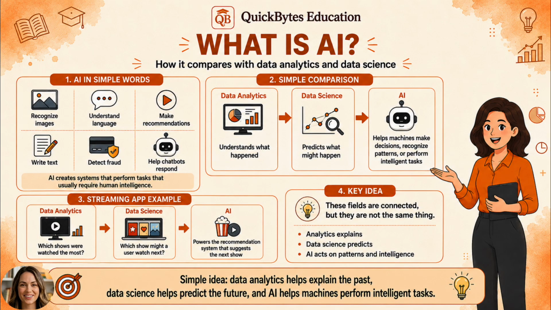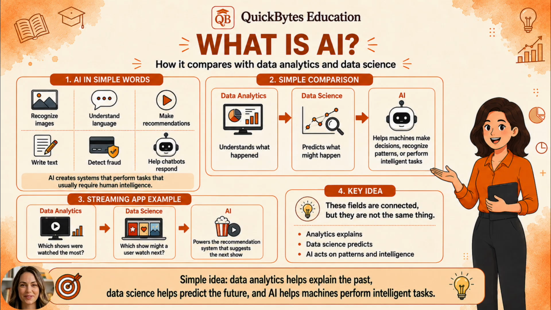Now, where does AI fit into all of this? AI stands for artificial intelligence. AI is about creating systems that can perform tasks that usually require human intelligence. That could include recognizing images, understanding language, making recommendations, writing text, detecting fraud, or helping a chatbot respond to questions. So here's a simple way to compare all three. Data analytics helps us understand what happened. Data science helps us predict what might happen. AI helps machines make decisions, recognize patterns, or perform intelligent tasks.